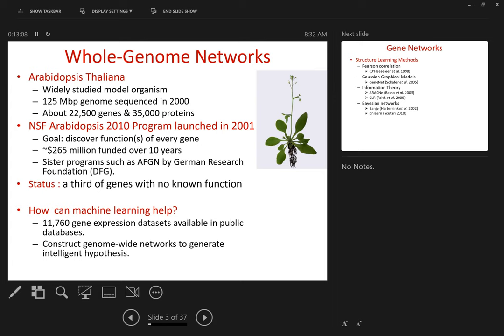So what we thought was, why don't we just take all the gene expression measurements we can find anywhere, regardless of the condition, and then come up with network construction methods that try to generate what we call a genome-wide or whole-genome network of all of these things.